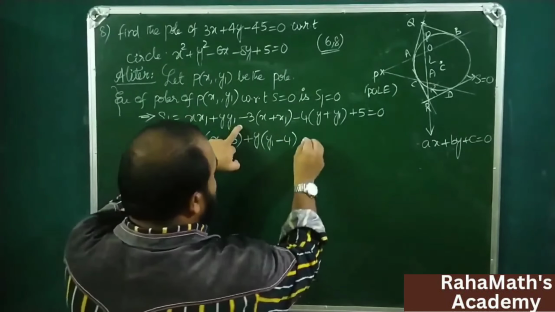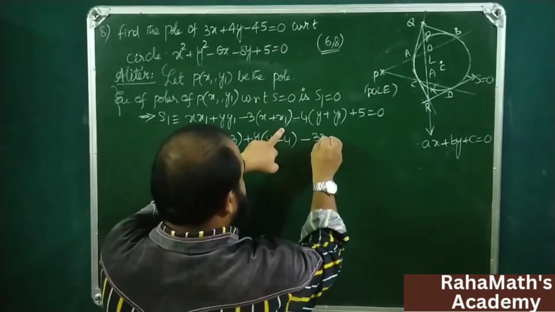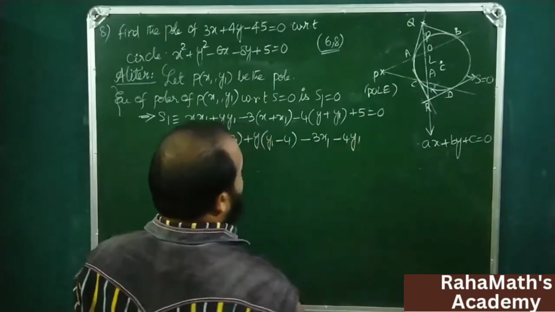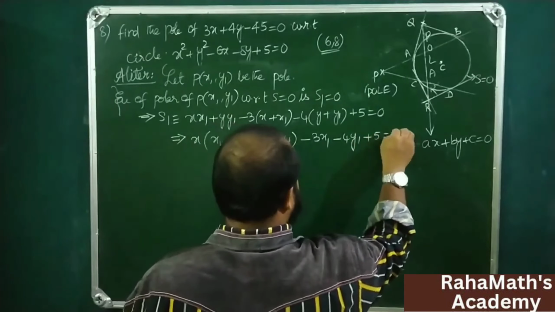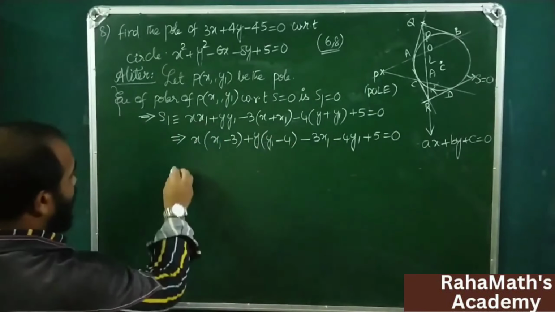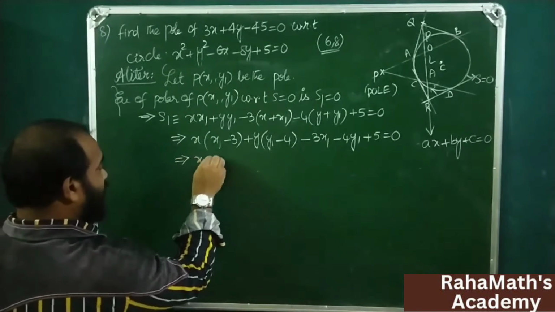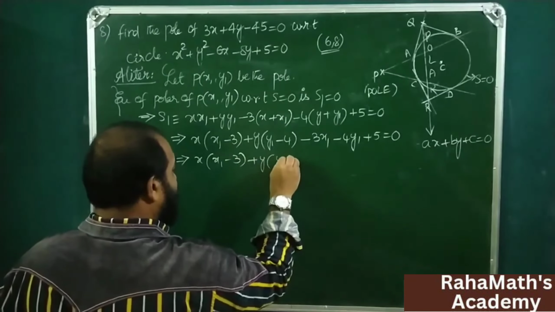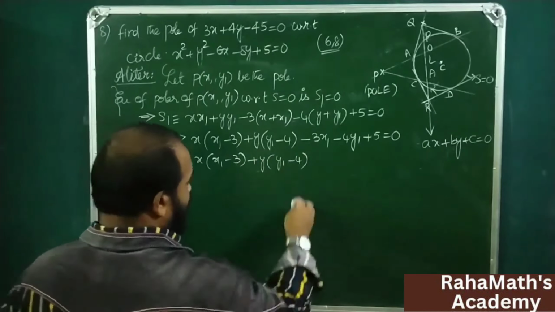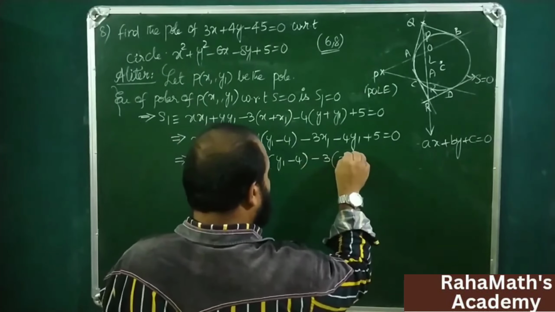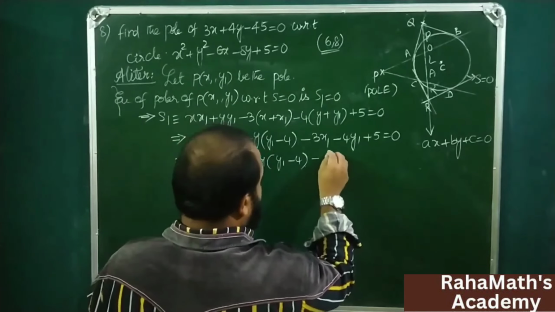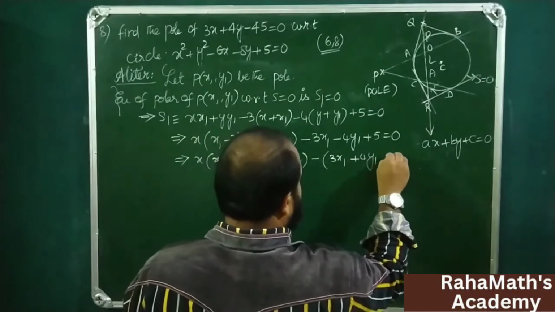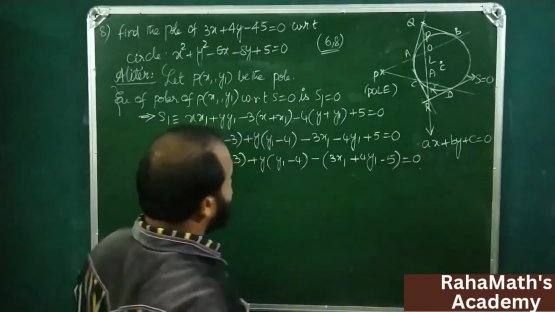So I am left with minus 3x1 minus 4y1 plus 5 equals 0. This can also be written as x into (x1 minus 3) plus y into (y1 minus 4). If you take minus as common, 3x1 plus 4y1 minus 5 equals 0.